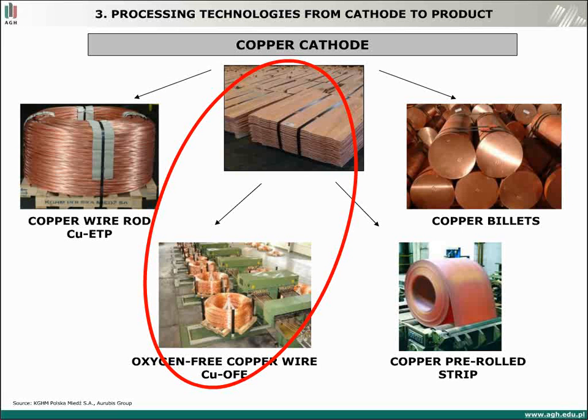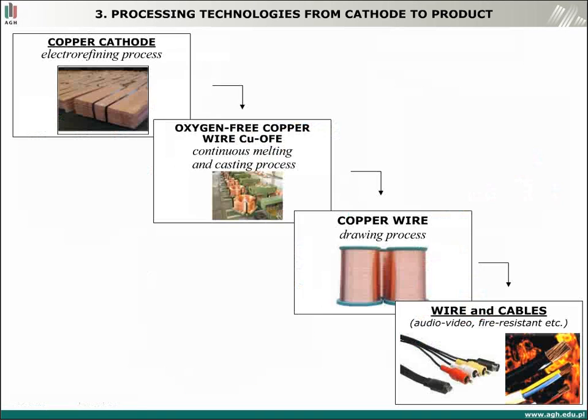There is also an alternative technology for production of copper wire rod with 8 millimeter diameter, which is characterized by the fact that wire rod from the alternative technology has reduced oxygen content. This type of wire rod is also dedicated for drawing wires. Then they can be used in the same applications as the wires made from, let's say, conventional wire rod. But the oxygen-free copper has some advantages the wires from the traditional technology do not have. I will address that issue further too. The main applications of the oxygen-free copper are audio-video cables and fire-resistant cables.